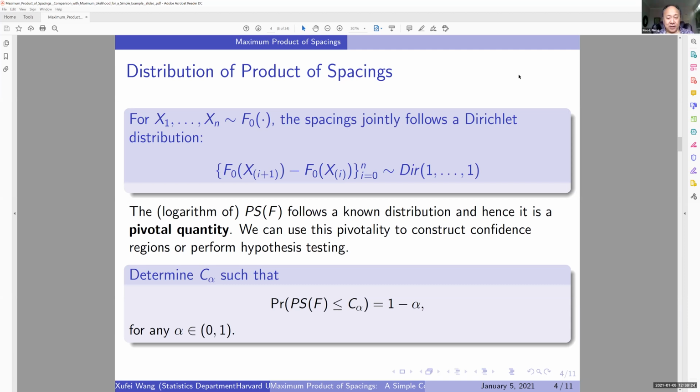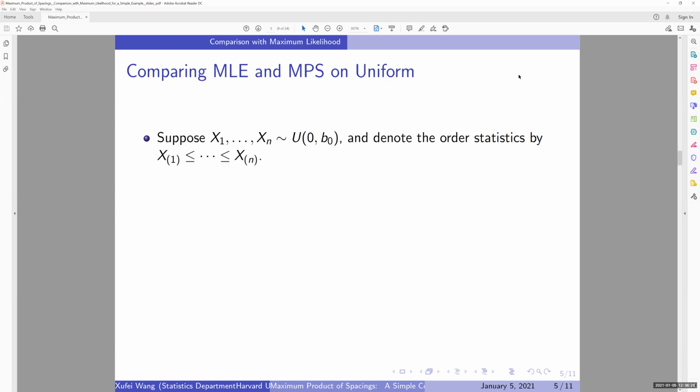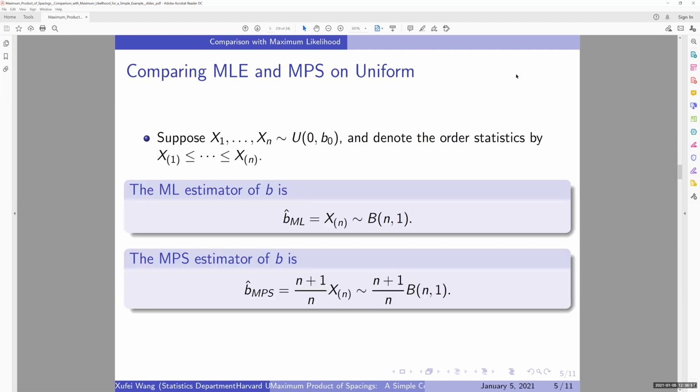Okay, let's go on then. Yeah, sure. Because of the computational complexity of this MPS, we are choosing a very simple example, so that both the MLE and the MPS can be estimated exactly. We are comparing them on the uniform distribution. Suppose the distribution is uniform with lower bound 0, but the upper bound B0 is unknown, and we try to estimate the upper bound B0.